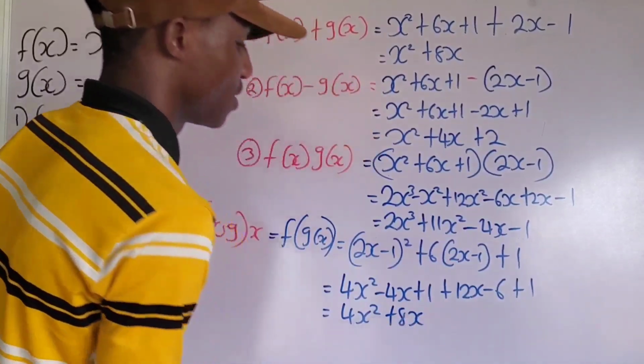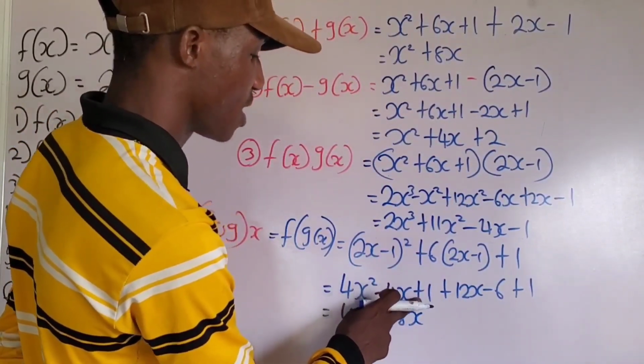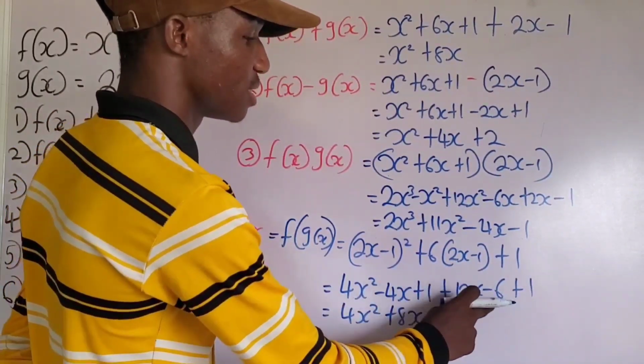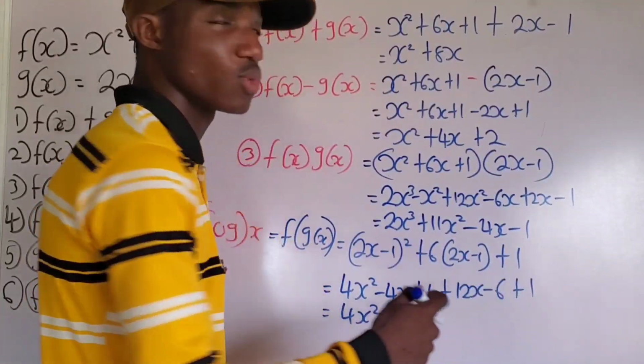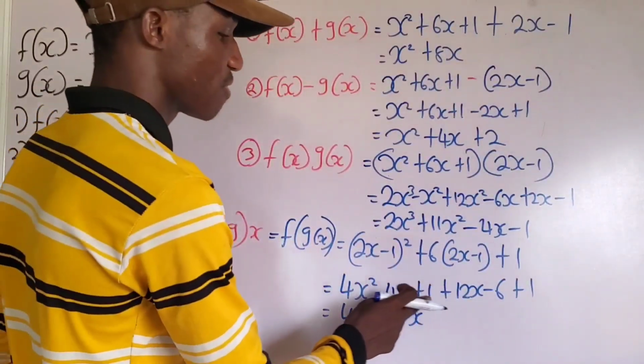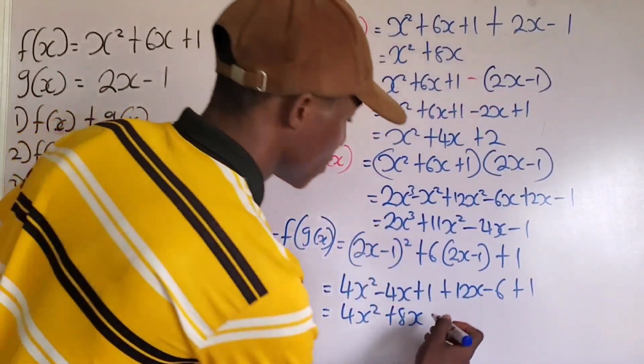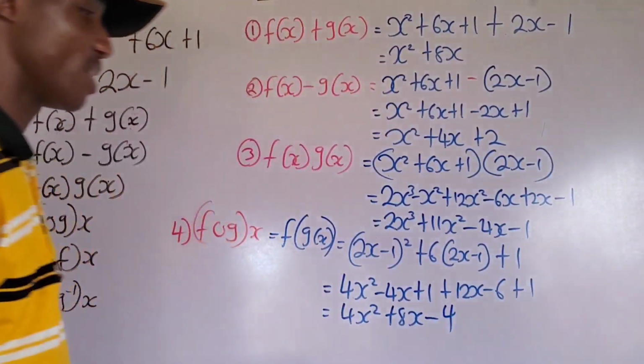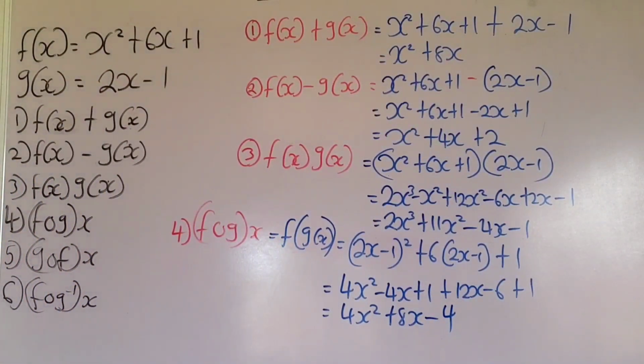Okay, now we have plus 1 minus 6. Minus 6 plus 1, that is what? Minus 5, right? Minus 5 plus 1, that is what? Minus 4. So I'm going to have minus 4. Okay, so the value for f of g of x is 4x squared plus 8x minus 4.